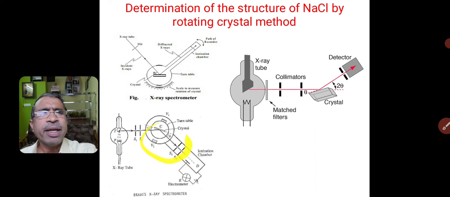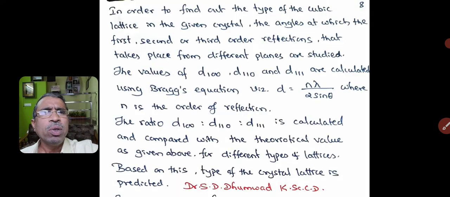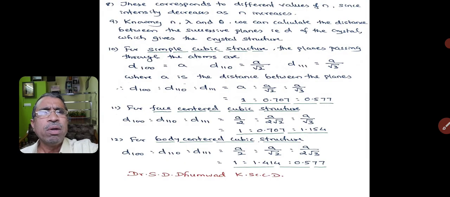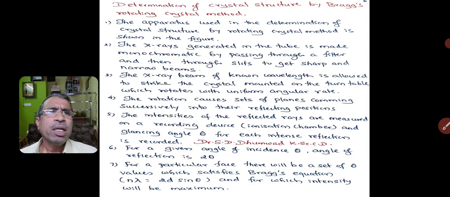Similarly, all three diagrams are the same. This is the apparatus used in this method. The X-rays generated in the tube are made monochromatic by passing through a filter and then through the slits to get sharp and narrow beams.